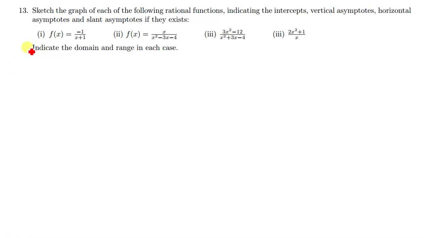Hi everyone. So today we're looking at question 13, which is the last question in story sheet 4. The question says, sketch the graph of each of the following rational functions, indicating the intercepts, the vertical asymptote, the horizontal asymptote, and the slant asymptote if they exist. And it's also telling us to indicate the domain and the range in each case.